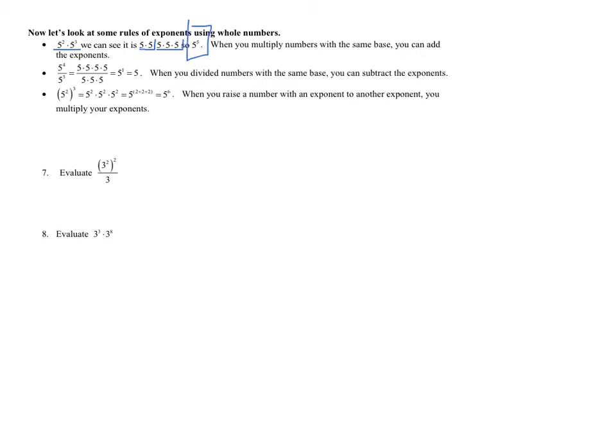So, when you multiply numbers with the same base, here 5 is the base, you can add the exponents. In other words, we did 5 to the 2 plus 3. We added those exponents together to get 5 to the 5th power.